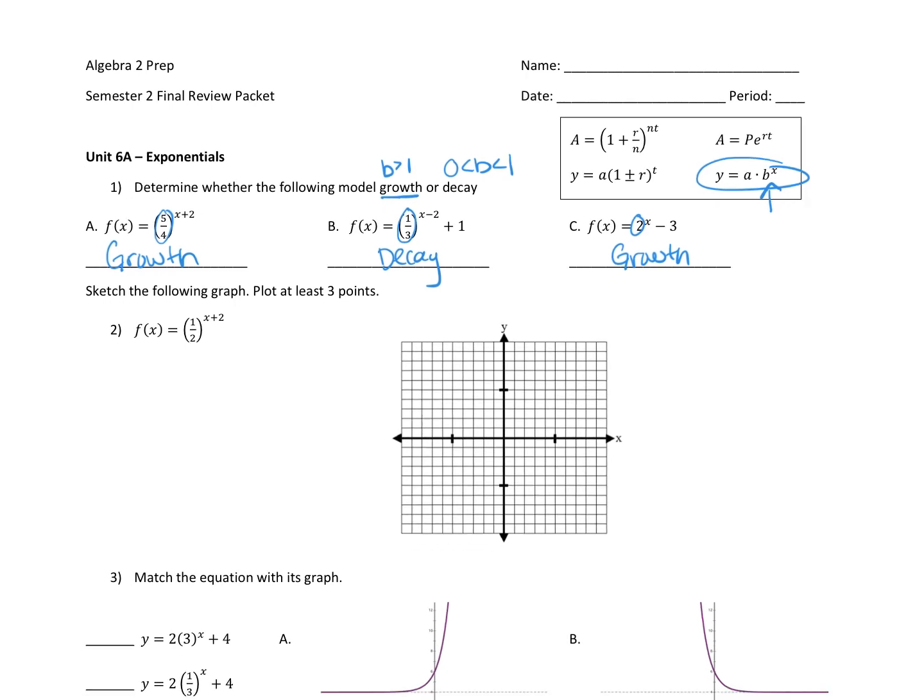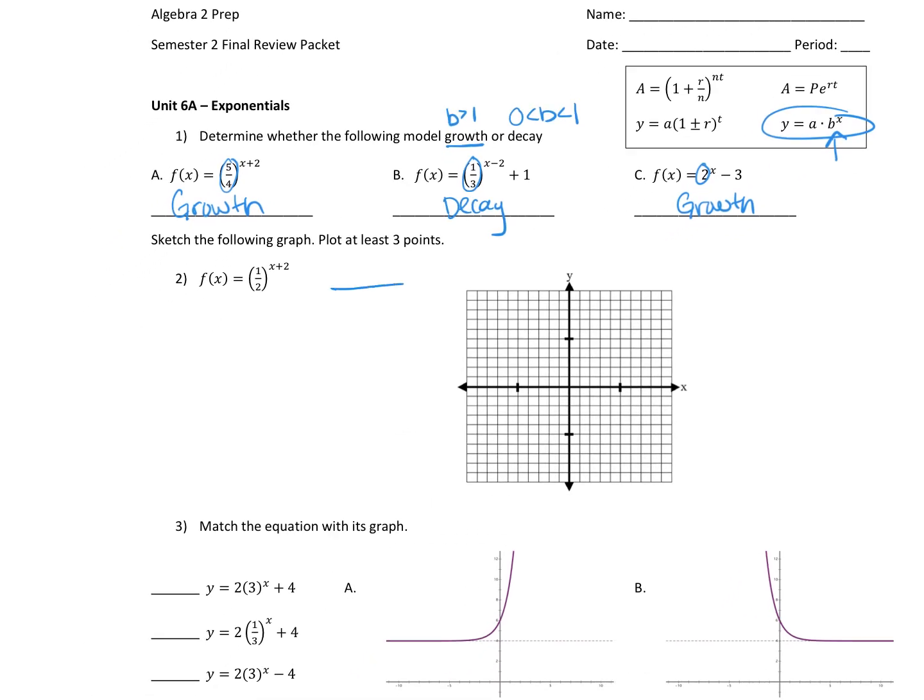Now, if we're going to graph this, I'm going to plot the parent function, which is 1/2 to the x. Negative 1, 0, 1 are the main points that I need. 1/2 to the negative 1 power is 2. 1/2 to the 0 power is 1. 1/2 to the first power is 1/2.